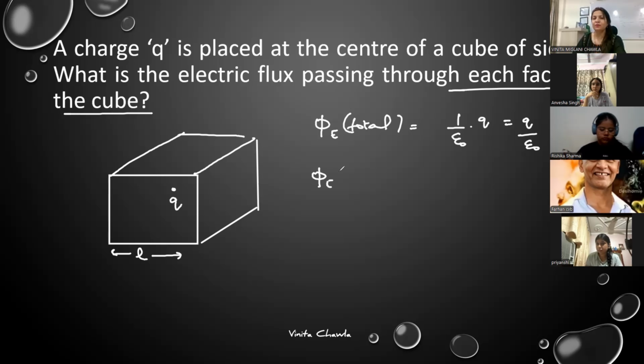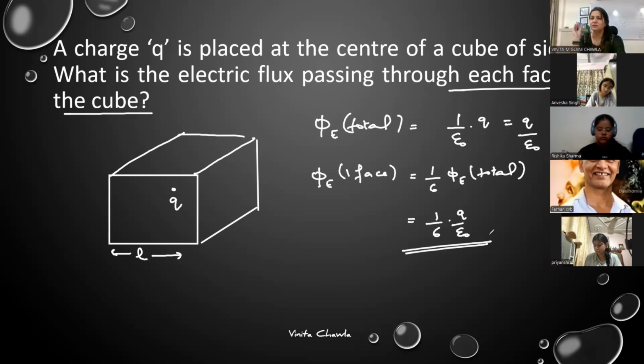So electric flux through one face, we are going to find. Through one face, it would be 1/6 of the total electric flux. This we had discussed in the previous class, right? So 1 upon 6 into Q by epsilon naught. This is the answer. Through one face, it is 1/6 of the total electric flux.